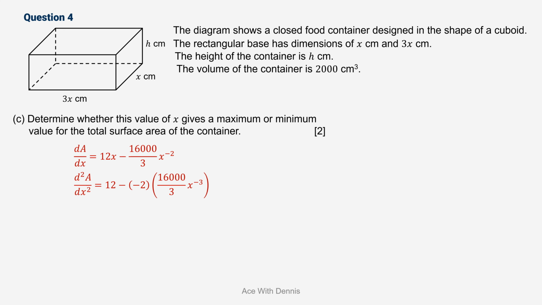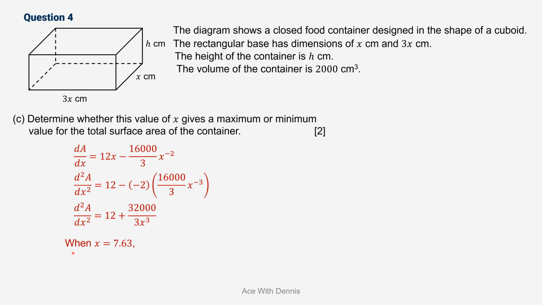So we differentiate a second time, we have d squared A over dx squared that equals 12 minus negative 2 times 16,000 over 3, then x to the power of negative 3. Remember the power brings down, so we have negative 2 in front here, and power minus 1, negative 2 minus 1, we get negative 3 here. The rest we just copy down the same. For 12x, when differentiated we get 12. Then we simplify further, we get d squared A over dx squared equals 12 plus 32,000 over 3x cubed.